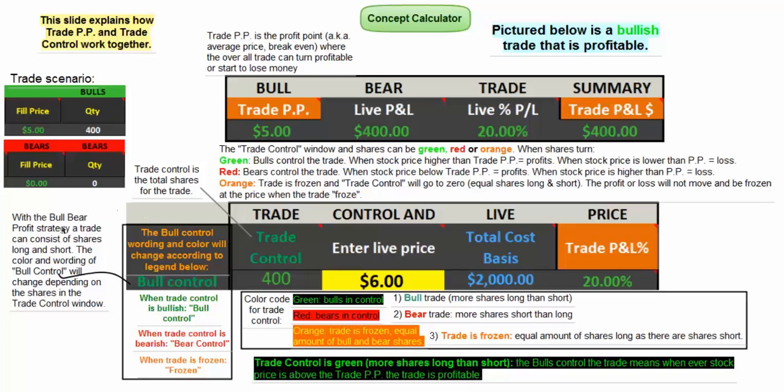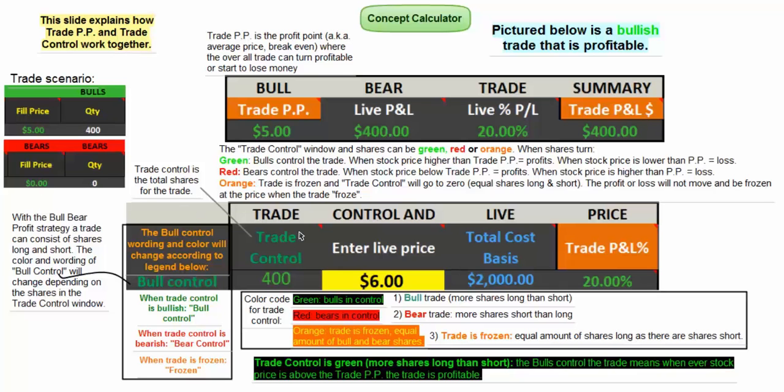As a reminder, with the bull bear profit strategy, a trade can consist of shares long and short. The color and wording of the bull control will change depending on the shares in the trade control window. And once again, trade control is the total shares for the trade. In this example, this is a bullish trade that is profitable. So the scenario is we have 400 shares that got filled at $5, and there's no shorting going on at all here. There's 0 shares. So that's the trade scenario.